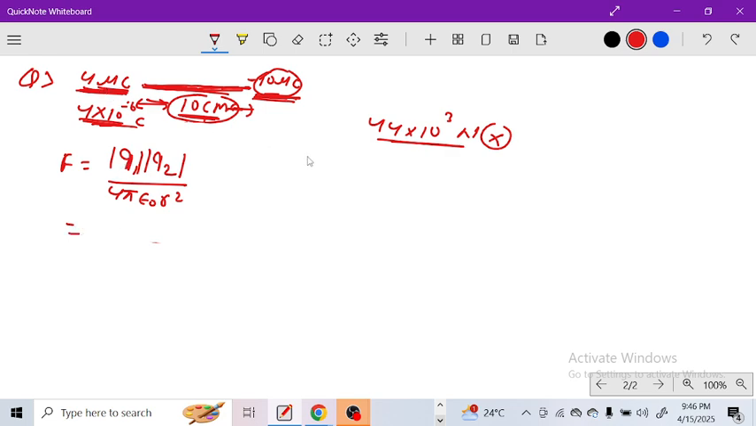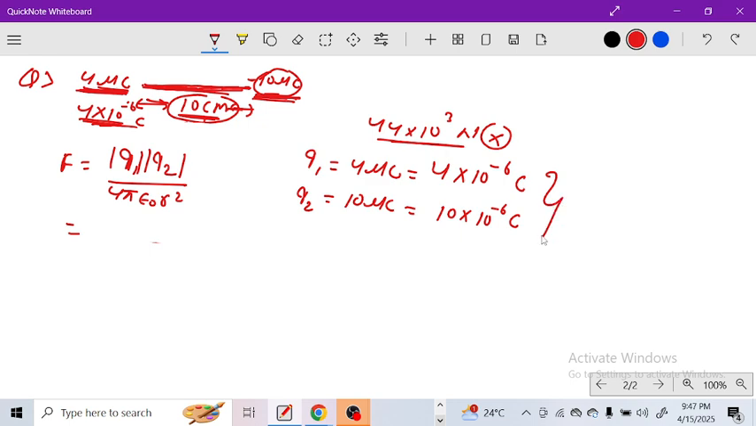Here Q1 is equal to 4 microcoulomb and Q2 is equal to 10 microcoulomb. If we convert the microcoulomb into coulomb, it will be 4 into 10 raised to power minus 6 coulomb, and here 10 into 10 raised to power minus 6 coulomb. Understood, Kavya?